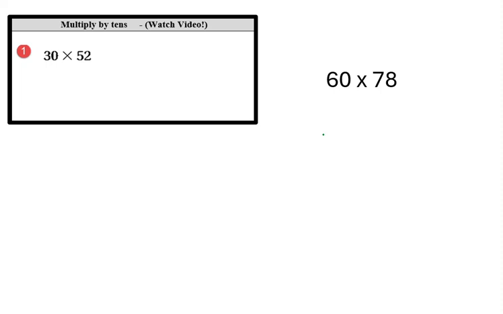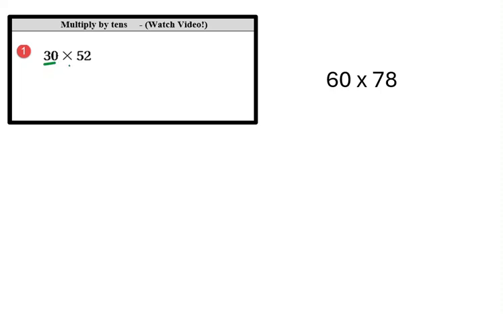Hey there, kids. Let's take a look at this problem. It says multiply by tens, okay? And we're learning how to find the product right now. All right, well, you may say, hey, there's no tens here. You're wrong. In this problem right here, there are three tens. That's 30, right? So what they're really saying is multiply by a number that ends in a zero, okay? And we can consider that to be multiplying by tens.